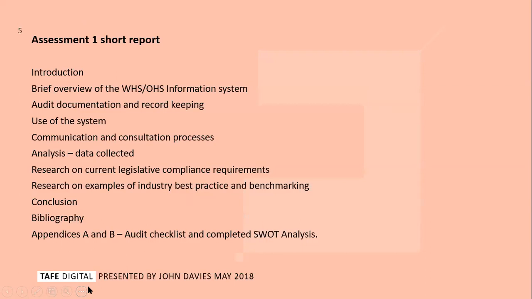Now, when we're talking best practice and benchmarking, we should be thinking of 4804, 4801, and the International ISO 31000 Risk Management Principles and Guidelines. This is then followed by a bibliography where we need 10 references. Then our appendices A and B being the auto self-assessment checklist and the completed SWOT analysis.